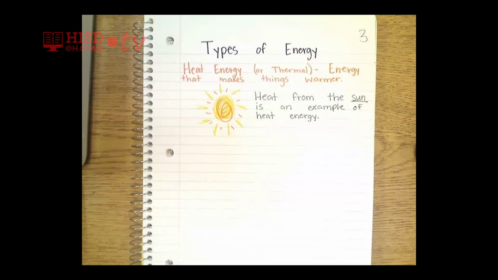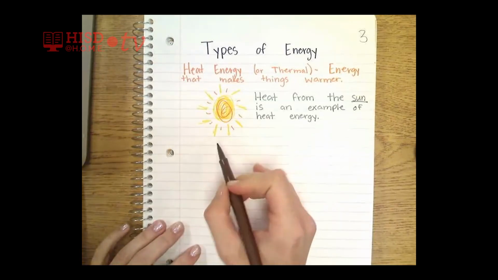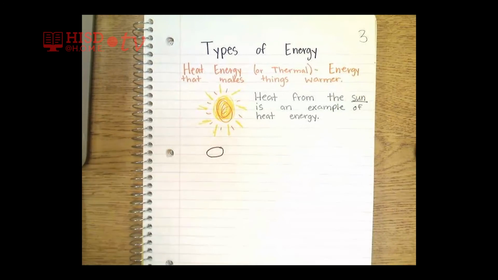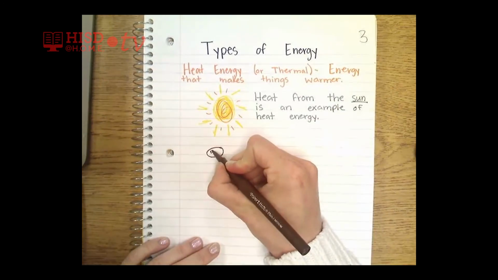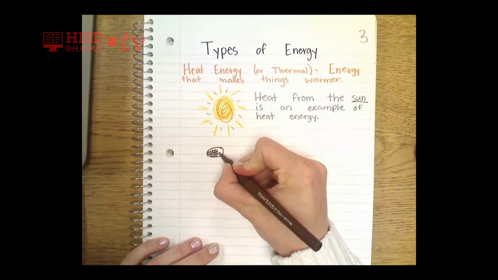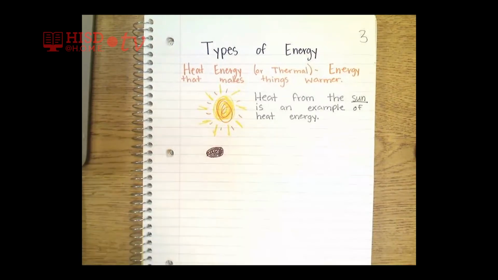Okay, so let's think of another example. Another example I can think of is a cup of hot chocolate. A cup of hot chocolate or coffee, the heat coming out of it is giving off heat energy. So let's draw a little cup of coffee or hot chocolate. I'm going to draw some marshmallows on it so I know it's hot chocolate. And I'm going to draw my mug.